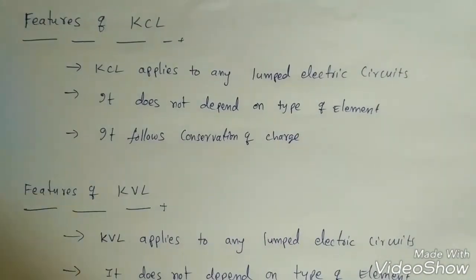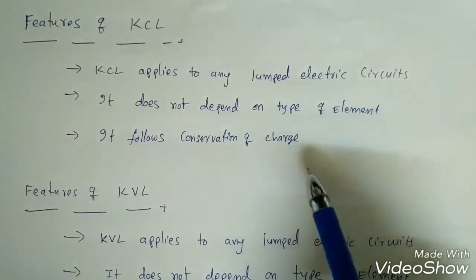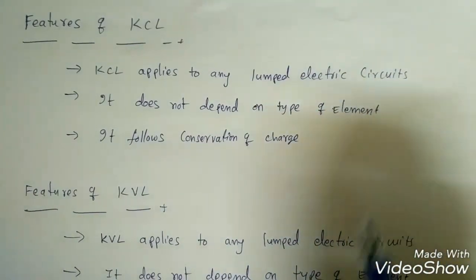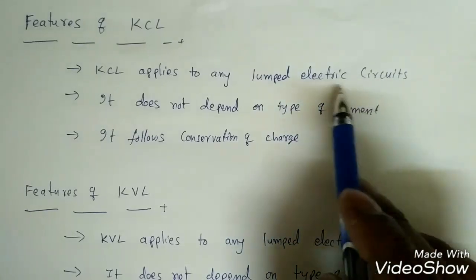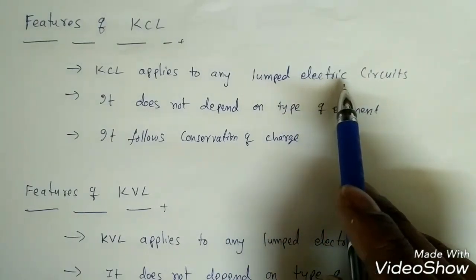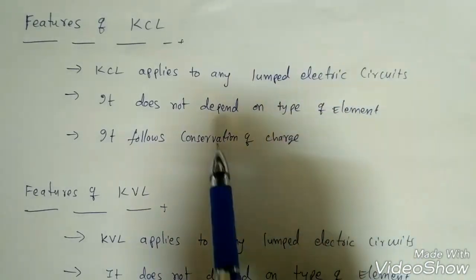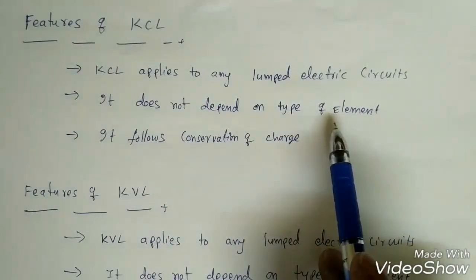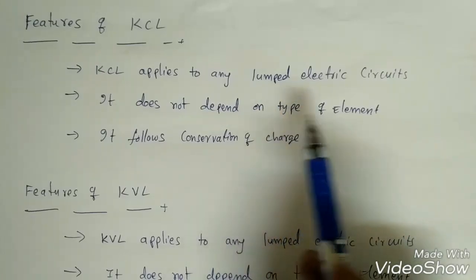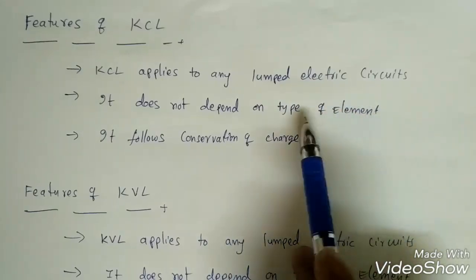Now we'll see what are the features of KCL and KVL. So KCL applies to any lumped electric circuits, right? We already discussed what a lumped electric circuit is. Few elements will be there in a lumped electric circuit. KCL does not depend on the type of element; it is independent of the nature of the element. It may be linear, non-linear, active, passive, unilateral, whatever.